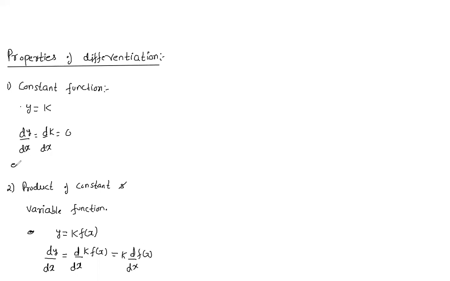See here, if you are differentiating, let's say your y is equal to 3. If you are differentiating 3 with respect to x, a constant 3 with respect to a variable x, then the derivative would be 0. Third one.